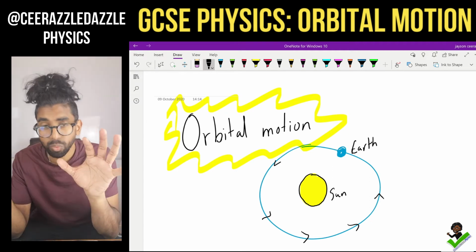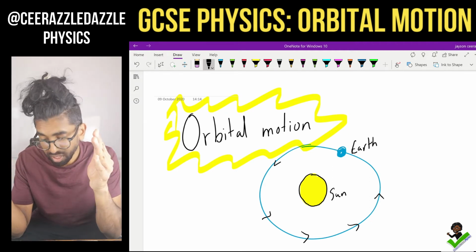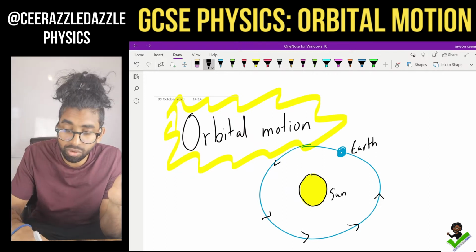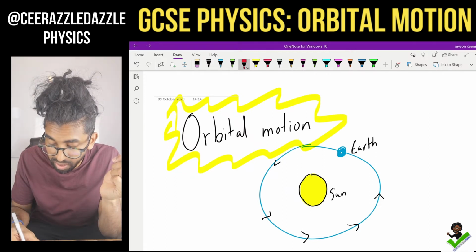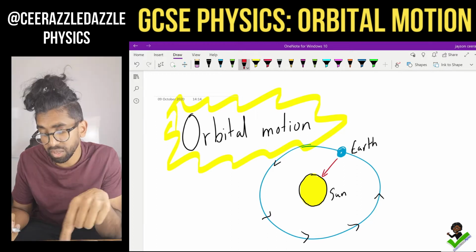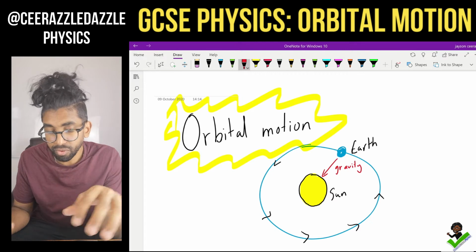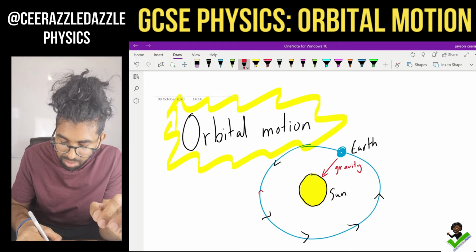Right, the reason why it's following this path is because there's a force attracting the Earth towards the Sun. That force is due to gravity. So gravity, let's draw that arrow over here. That force is pulling it inwards. This is gravity. Okay? But let's say the Earth moves to this position.